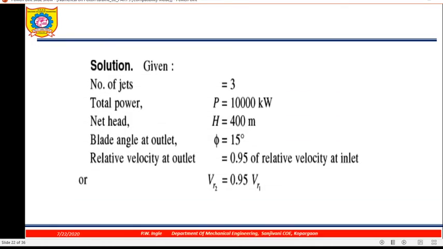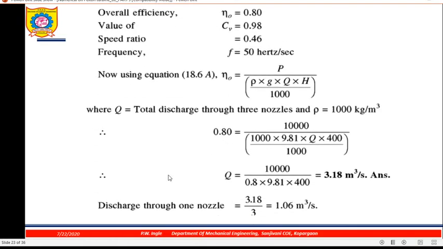Number of jets are 3. Total power is 10,000 kilowatt. Net height is 400 meter. Blade angle phi is 15. VR2 is 0.95 because 5% is loss. Then overall efficiency is 0.8.